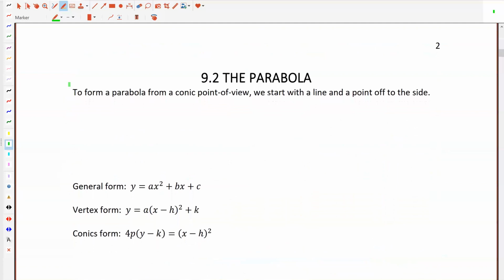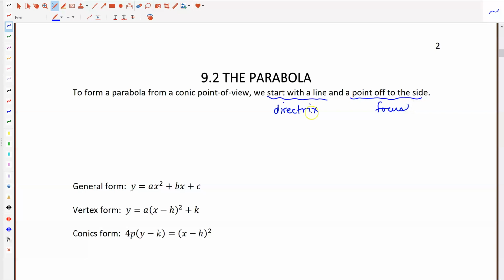Now, to form a parabola from the conic point of view, what we're going to do is have a line and a point off to the side. This line that we're going to start with is going to be called the directrix, and the point off to the side is going to be called the focus.